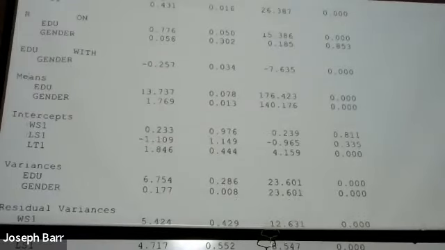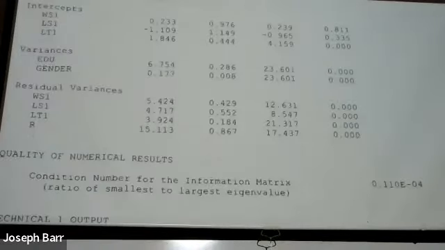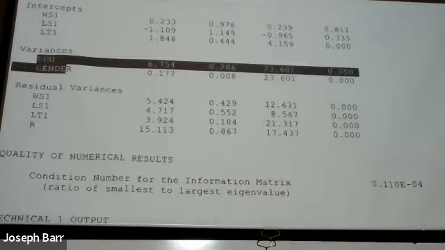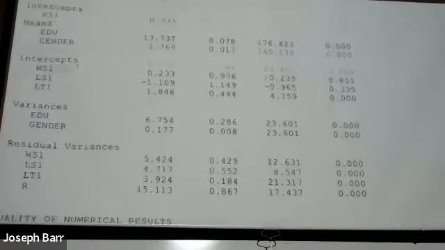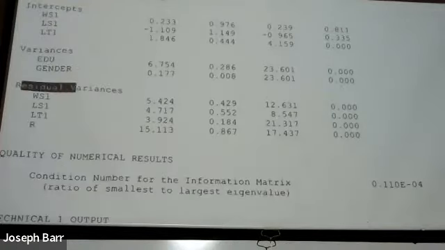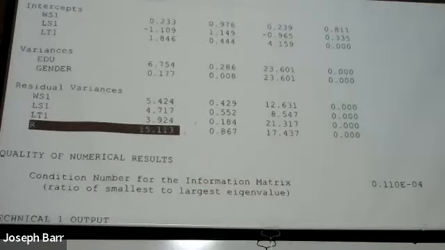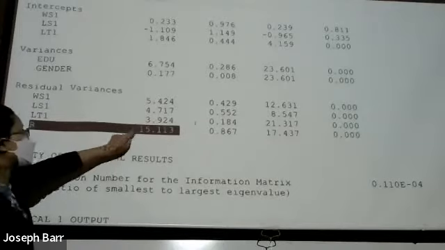And the mean part, intercept part, variance, okay, variance of the EDU, variance of gender. These are independent variables. The variances are reported here, the covariances are reported here, so the independent variables are done. And then the residual part: residual variance for LS, for WS, for LT, and also for the latent variable R, the latent reasonability, it is also estimated.